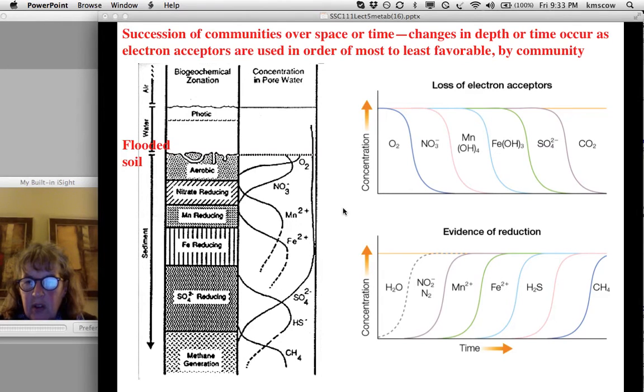What is the electron donor? We've been looking at electron acceptors. What's the electron donor in this flooded soil? It could be different things. But usually when you see this kind of phenomenon going on, it's the organic matter in the system, the soil organic matter or any plant residue that's lying around.